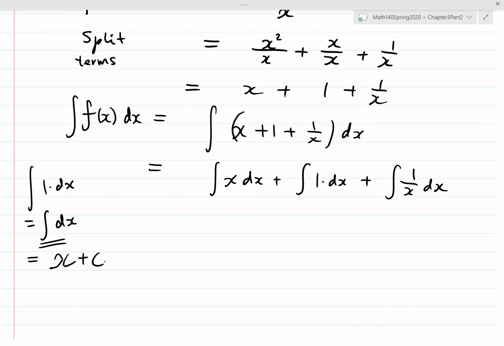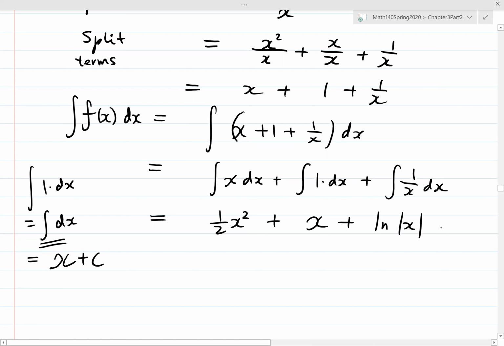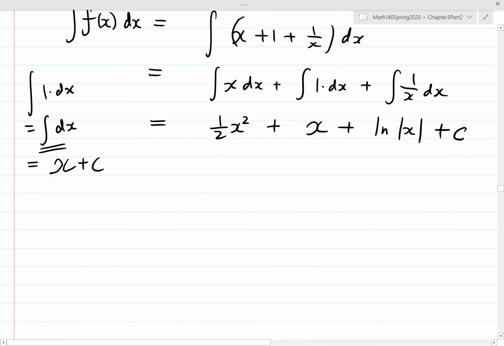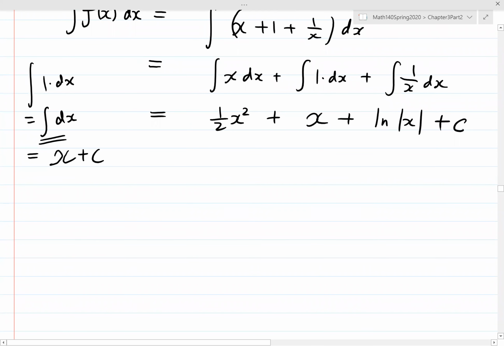So the antiderivative of x will be 1/2 x squared by the power rule. The antiderivative of 1 is x. 1 over x has antiderivative ln of absolute value of x plus c. Once we're done, please don't forget c. Okay, remember, be a little careful. If you check this example, the antiderivative of 1 over x is ln of the absolute value of x, not ln x.